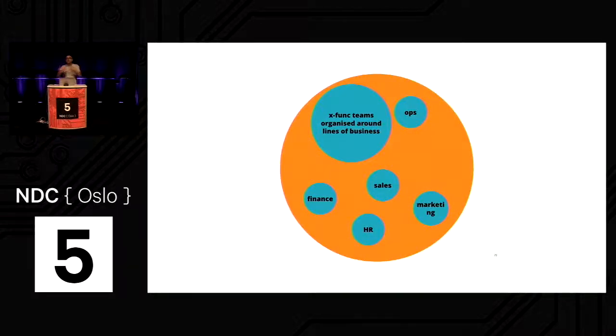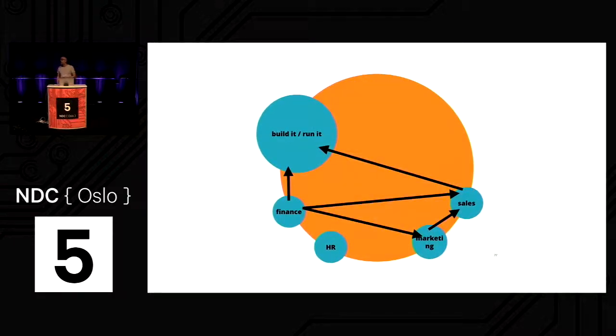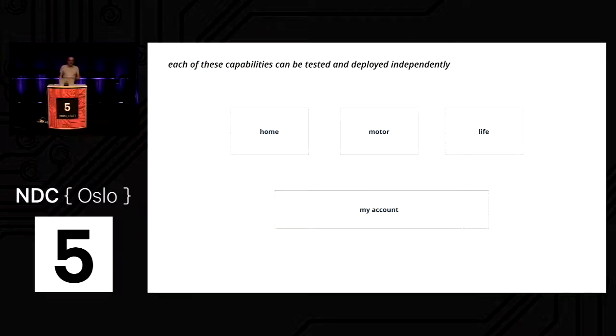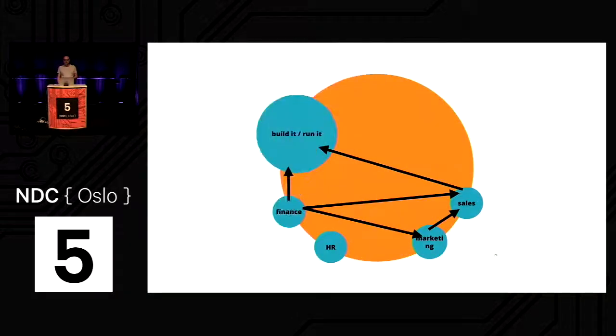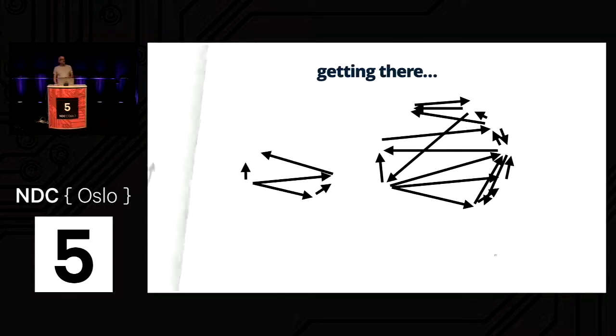Why can't we bring operations with us on this journey and say, actually, we'll build it, run it? So we're going to remove more of these chords from our diagram, more queues, and improve our ability to get stuff done again. Woohoo! So each of these capabilities can be tested and deployed independently, etc. And suddenly, we've got that many queues rather than that many queues. And again, every time work leaves your team, order of magnitude decrease in cycle time.